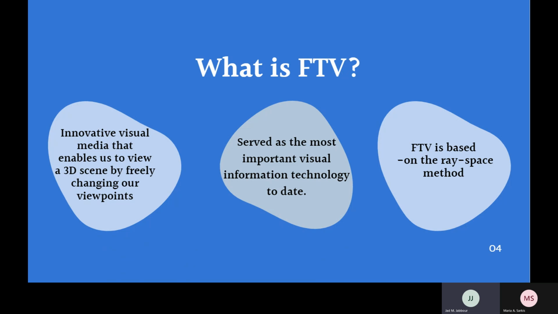FTV stands for Free Viewpoint Television, and it is based on ray-space methods. This innovation is a visual media that enables us to view a 3D scene by freely changing our viewpoint as if we were there. And as I mentioned before, the most essential element of visual systems is not the pixel, but the ray. Maria, can you tell us about the ray-space method?